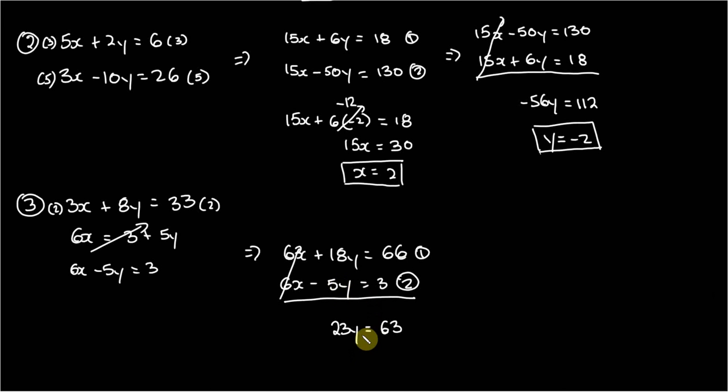Right, 63 divided by 23 doesn't work, so there's an error here somewhere. Where was the error? 2 times 3 is 6, 2 times 8 is 16. So 6x equals 3 plus 5y, and the top equation is 3x plus 8y equals 33. Multiply the top by 2, so that's going to give us 6x, which is exactly what we want. 2 times 8 is 16.